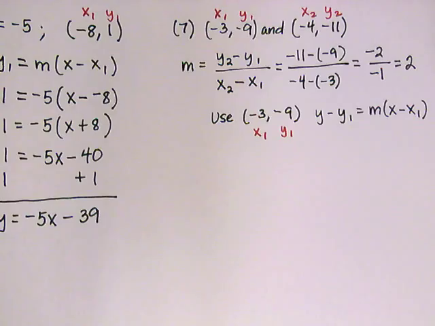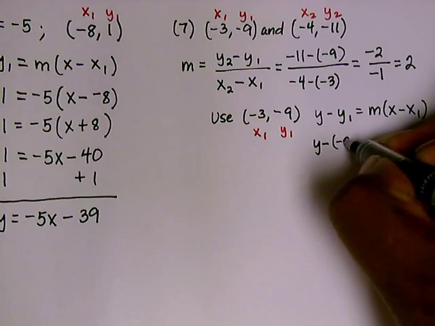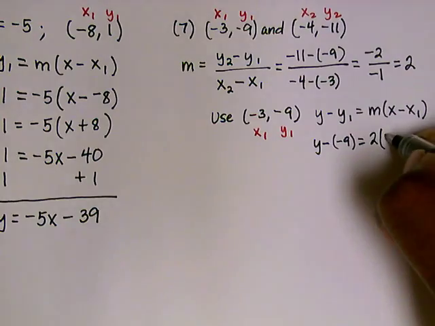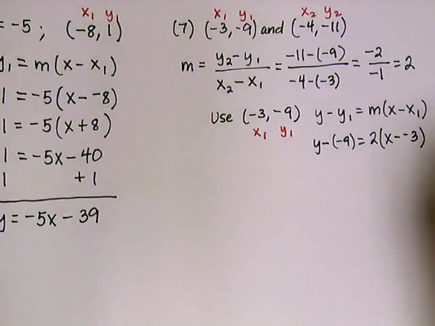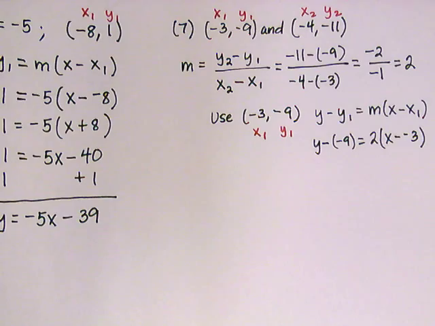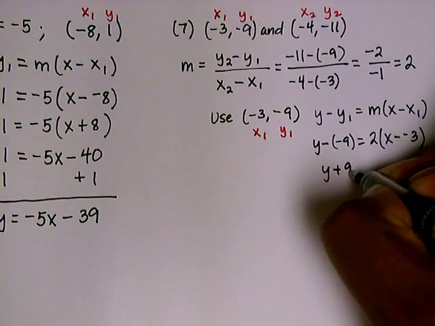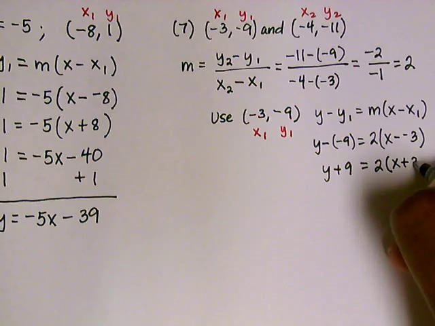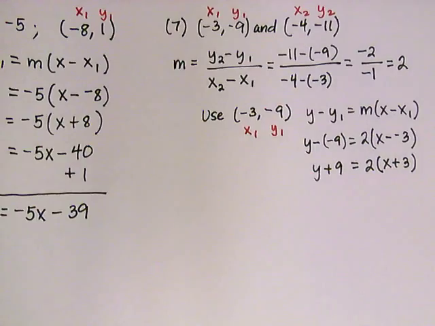So I'm going to substitute those values into this equation. So we got y minus y1, I'm going to let that be negative 9, equaling to m, the slope that's 2, times x minus x1 that's negative 3. Now, y minus a negative 9, that's the same as y plus 9. Equaling to 2, parentheses, x minus a negative 3, that's x plus 3. So that's point slope form, but I want it in slope intercept form.